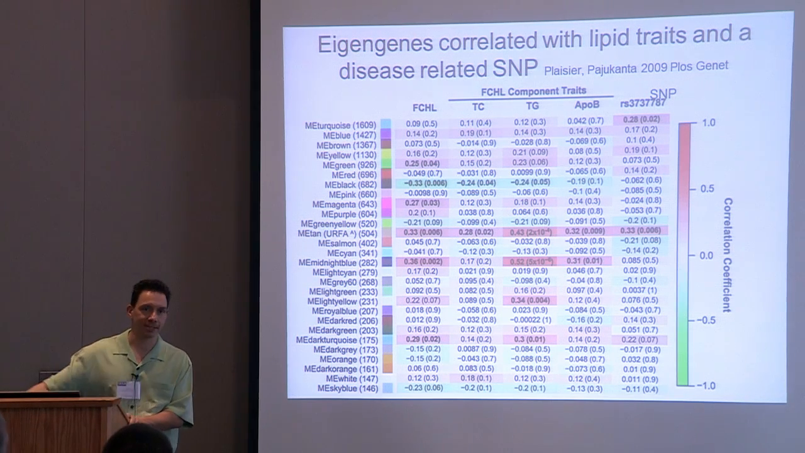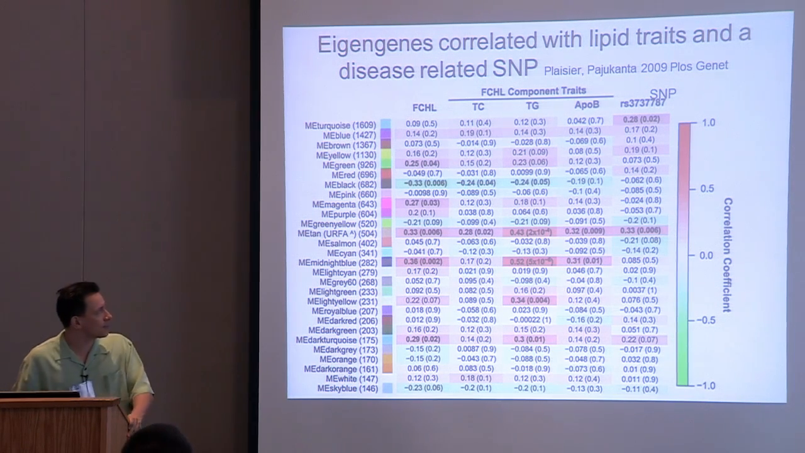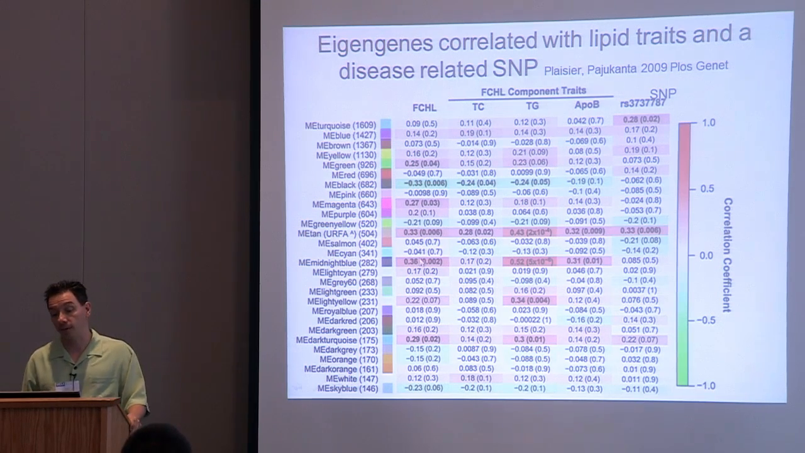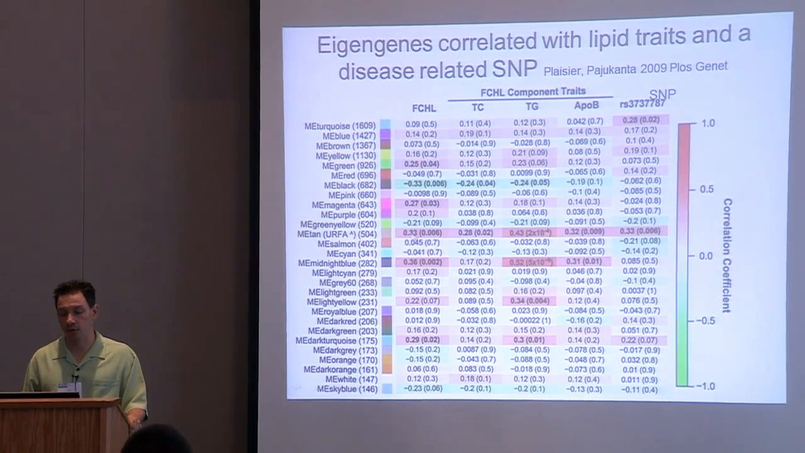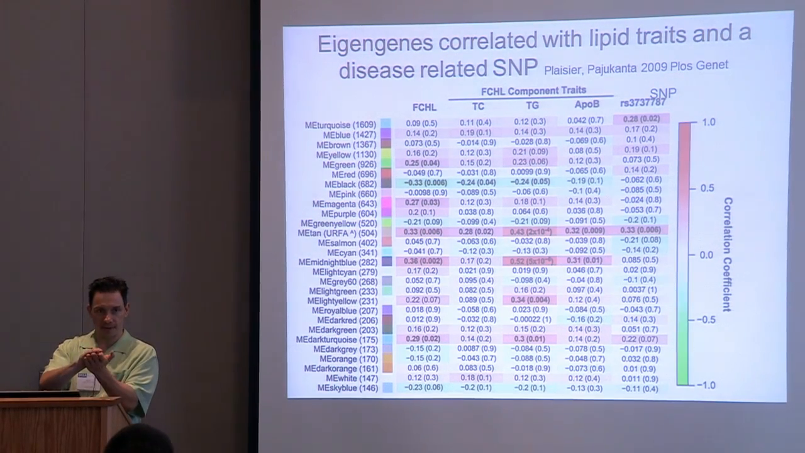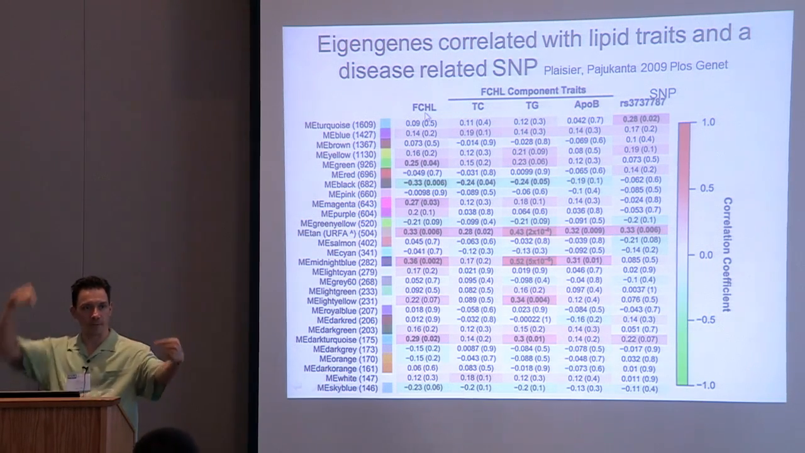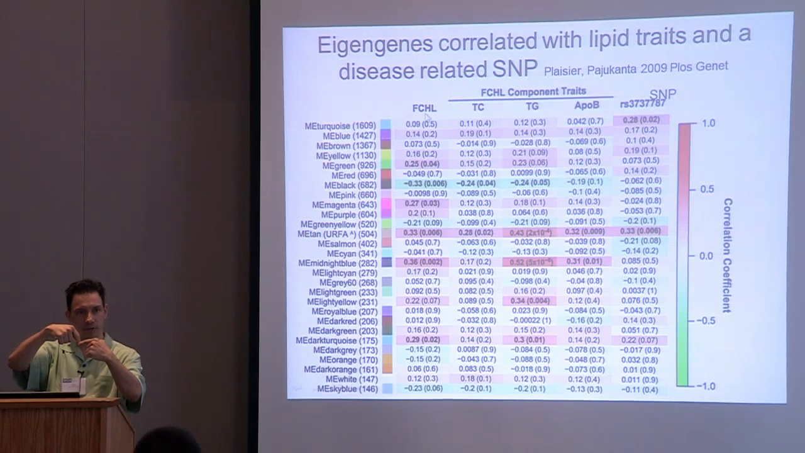There's a question. In this correlation metric, do those values indicate the average correlation between the triglyceride value and those 504 genes? Very good question. The question is how I define these correlations. The answer is as follows. We summarized each module by its eigengene, and then we take that eigengene and correlate it with that variable. It's literally a pairwise correlation coefficient.